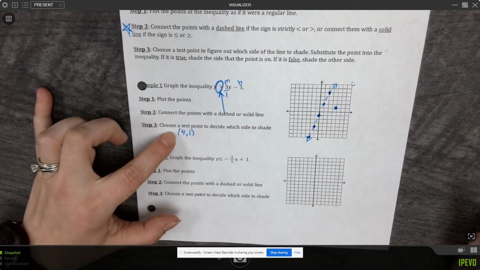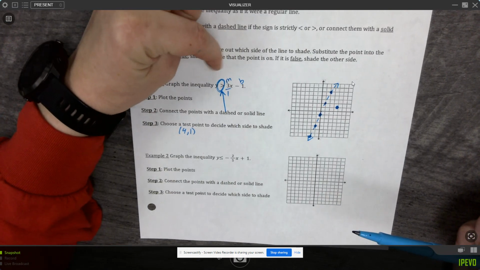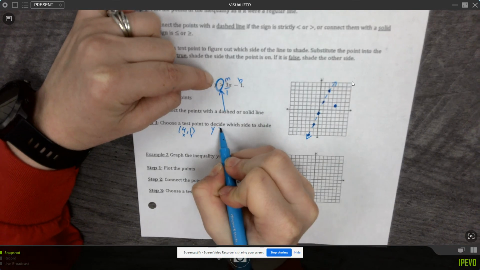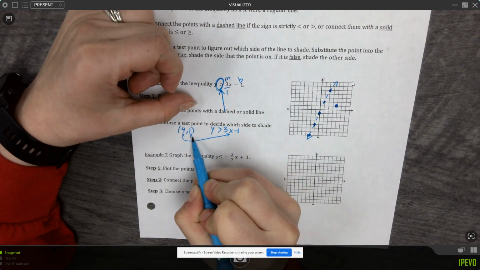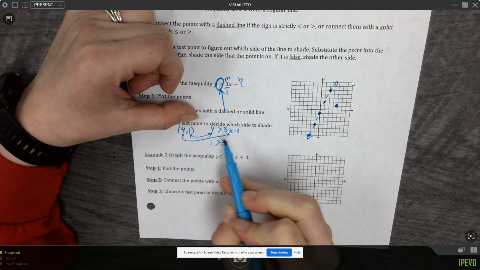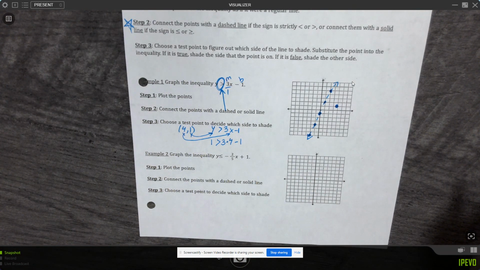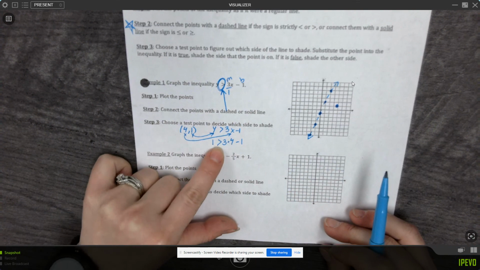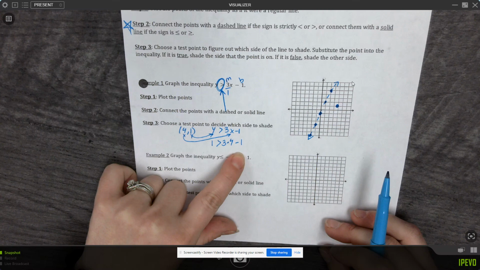So that is my test point. It's (4, 1). I'm going to plug this into the inequality. 4 is an x and 1 is a y. So I'm going to use y is greater than 3x minus 1. I'm going to plug my x in for x and plug my y in for y. So I'm going to do 1 is greater than 3 times 4 minus 1. So I just plugged my y value in for y, kept my greater than, I kept my 3 times, I plugged my x value of 4 in for x, I kept my minus 1.